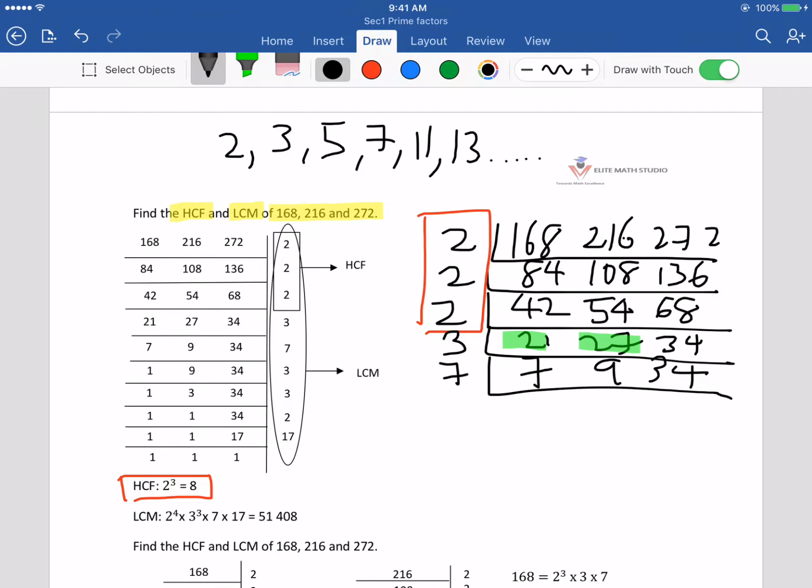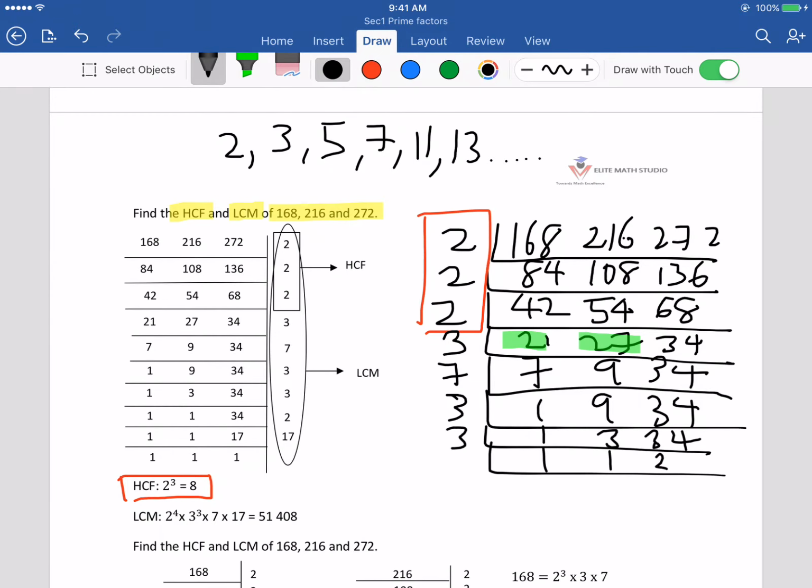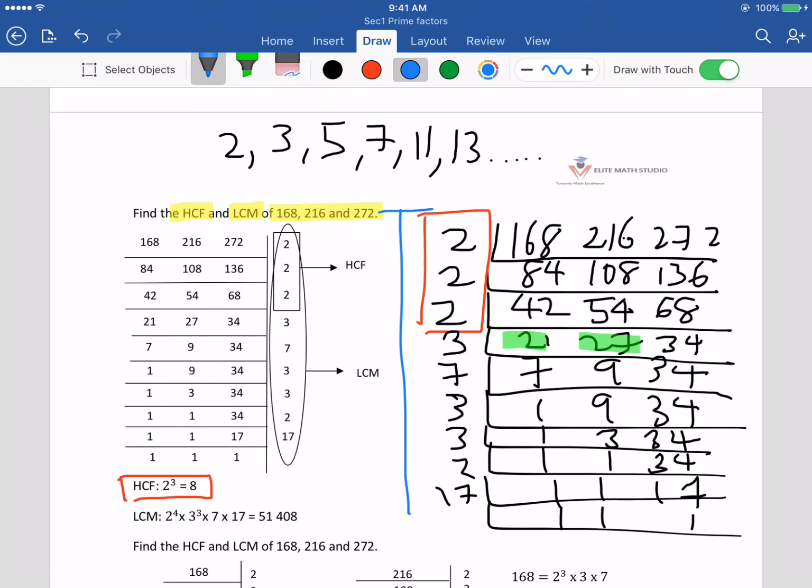7, we divide by 7 here. So it becomes 1, 9, and 34. We concentrate on 9 again. Divide by 3, so it becomes 1, 3, and 34. Divide by 3 again, so it becomes 1, 1, and 34. Then after that, we consider 34, divide by 2 again. So it becomes 1, 1, 17. Divide by 17: 1, 1, 1. So what's my LCM? It's actually this whole thing.